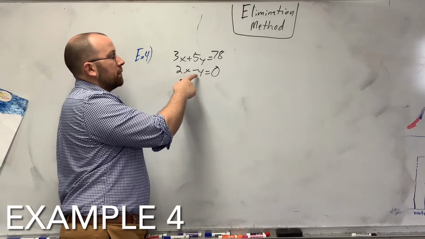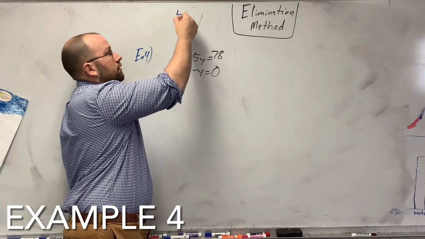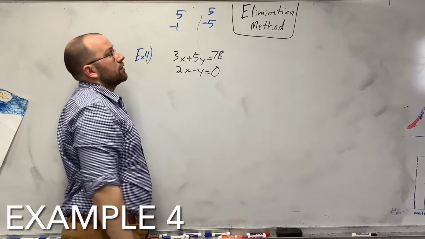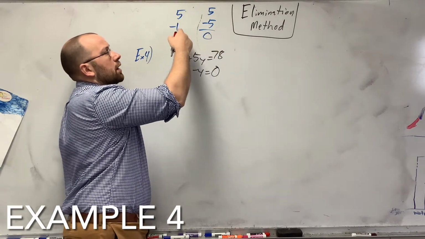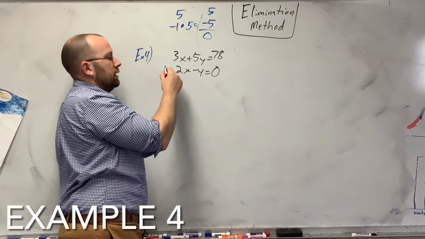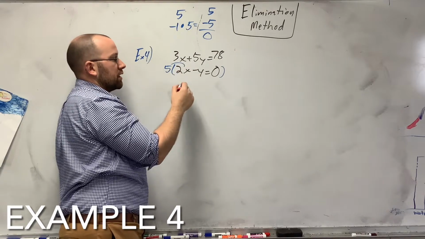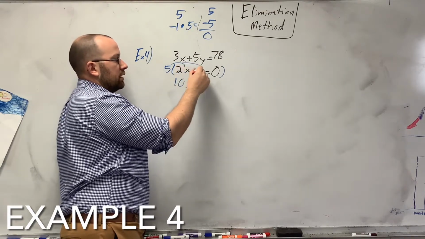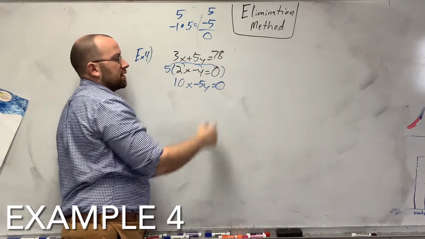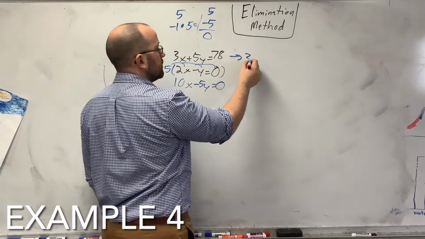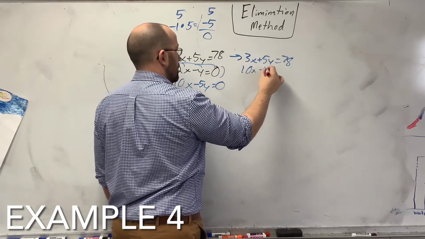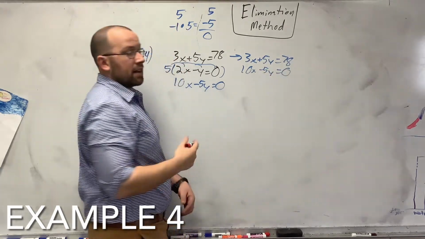Right? So what I'm going to do here is I need to get, so I have 5 and -1. I want them to be 5 and -5, so that when I add them together, I get 0. What do I have to multiply this by to get to -5? Well, just 5. So I multiply 5 by everything in here. This will give me 10x. 5 times -1 is -5y. 5 times 0 is still 0. So I move everything over here. And then I add them together.